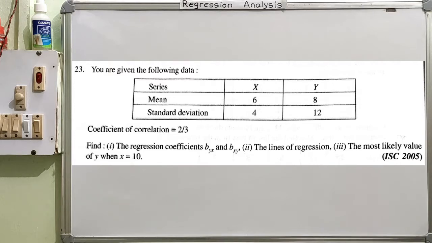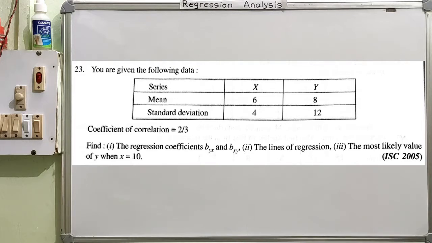In the table you can see you have the two variables x and y. The mean of x is 6 and the mean of y is 8, and the standard deviation of x is 4 and the standard deviation of y is 12. And below the table we are given the correlation coefficient, which is equal to 2 over 3. So with this information, with the mean of x and y, the standard deviation of x and y, and the correlation coefficient, the question is to find the regression coefficients byx and bxy.